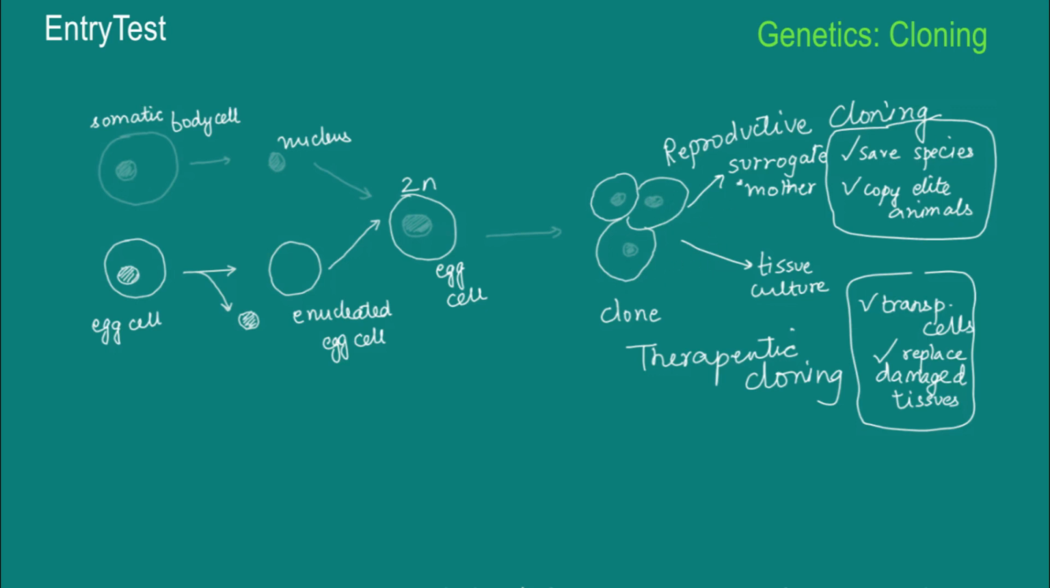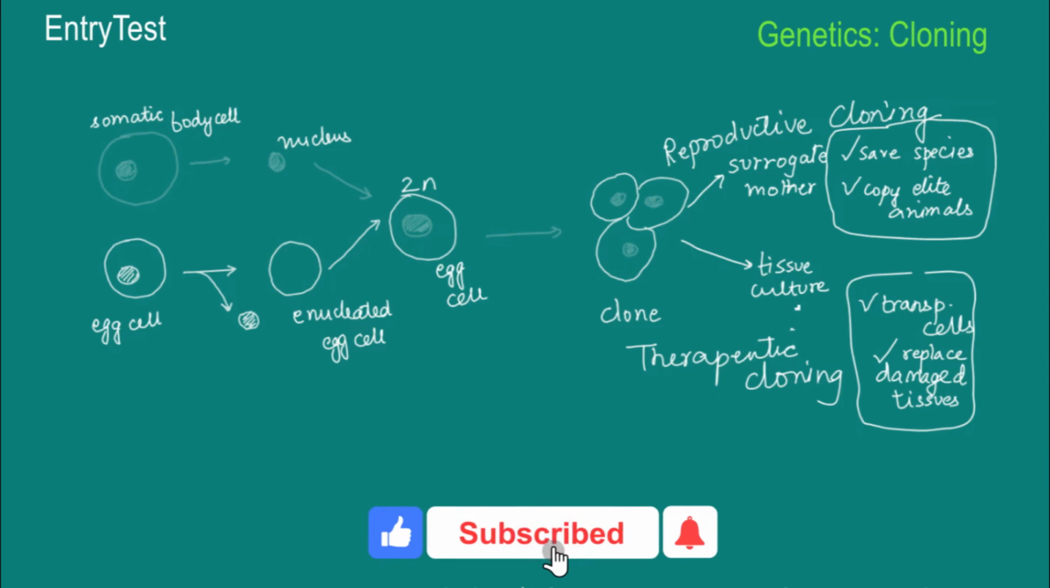So if it's inserted into the uterus of a surrogate mother, it's reproductive cloning and can help to save the species and copy animals, because the product of reproductive cloning is going to be a cloned animal. Whereas if this mass is just allowed to grow within laboratory conditions, that means within a tissue culture, it is therapeutic cloning and helps to give us products like cells and new tissues. So that is what happens in therapeutic cloning.